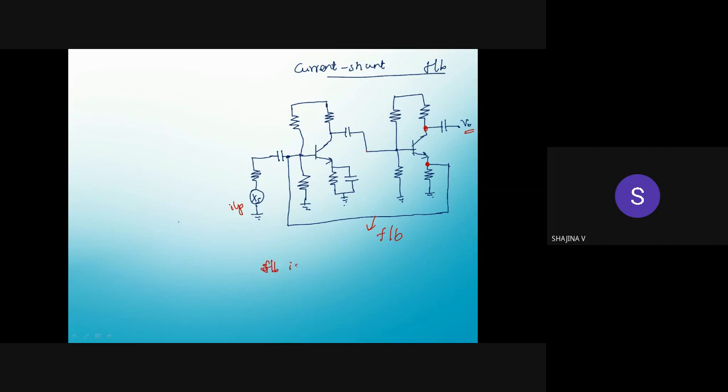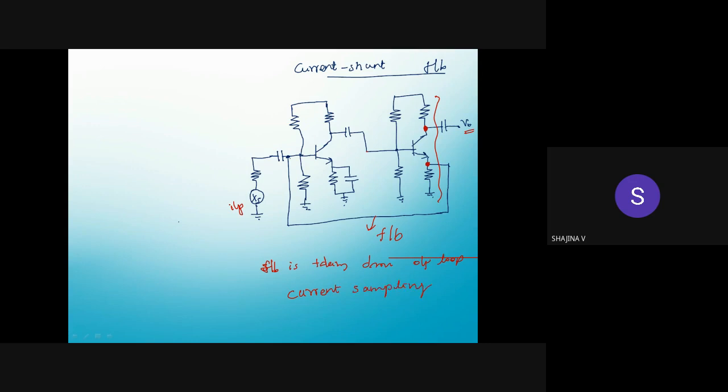Feedback is taken from the output loop, right? Not from the output node. The output node is where we should have taken this point. Okay, but if we are taking feedback from this point, it means it is from the output loop. So this is the output loop. So we are taking from the output loop, and we can say it is current sampling.